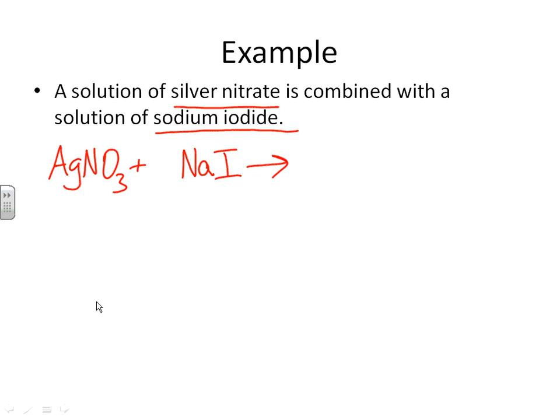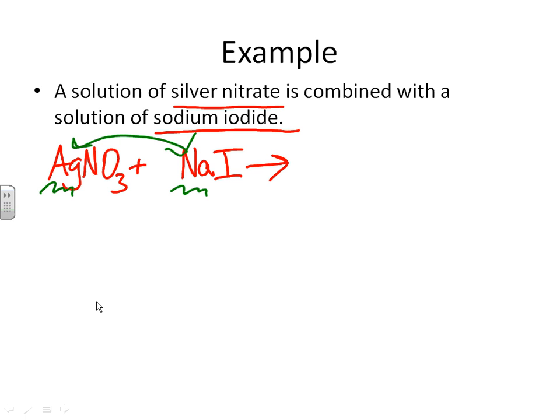Now, when you look at this, I want you to see 2 compounds, silver nitrate and sodium iodide. When you have 2 compounds like this, especially in solution chemistry, this is a double replacement reaction. 2 compounds are going to swap partners. You're going to switch the metals or switch the cations. So we're going to have the silver and the sodium switch places. Keep the nitrate and the iodide where they are.